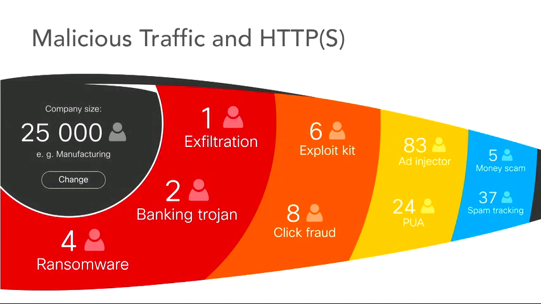So HTTP or HTTPS is heavily used by the attackers for a large variety of attacks. And some of them follow an escalation path, which means that they initially start at, for example, a money scam or ad injector. Some of them can advance and use exploit kits to get to the terminal stage where the damage has been done and there is no turning back, which is exfiltration or ransomware.